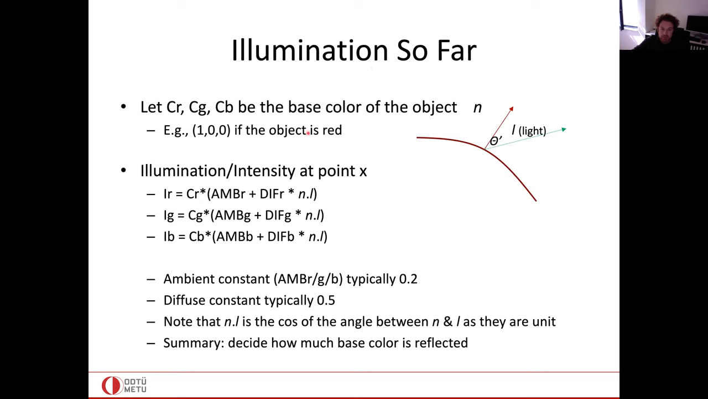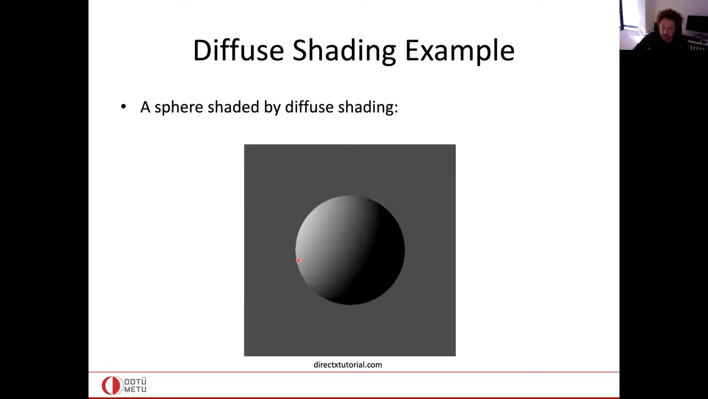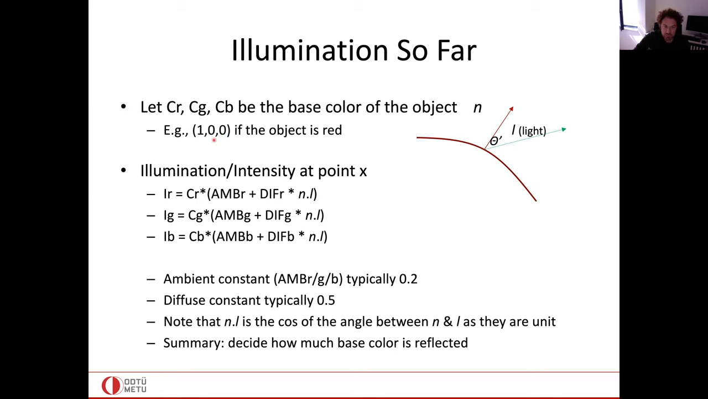Okay, so illumination so far, let's see the same thing from the point of view of the program maybe. So here it is more discrete. I'll try to summarize things so far. So let this be the base color of your object. Okay, like it was gray for this thing. If it is red, then I will have CR equal to 1 and CG and CB are all 0. Illumination at point X, so this is that point X, where my laser shows.